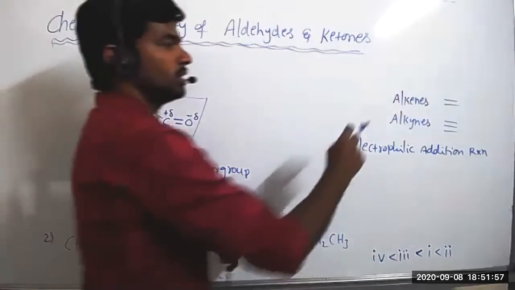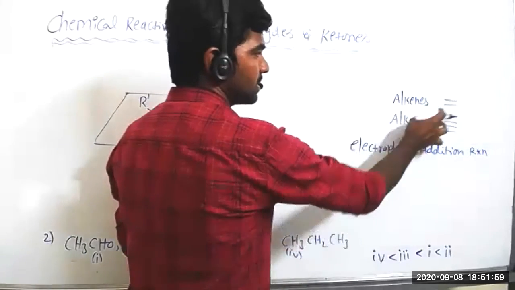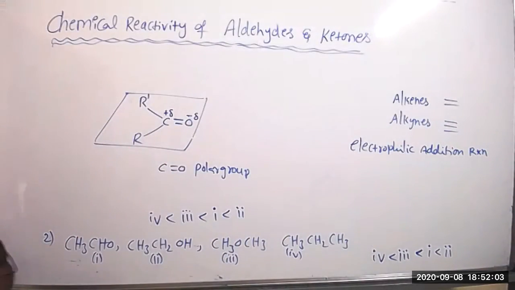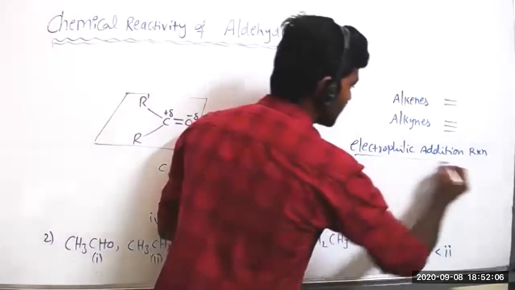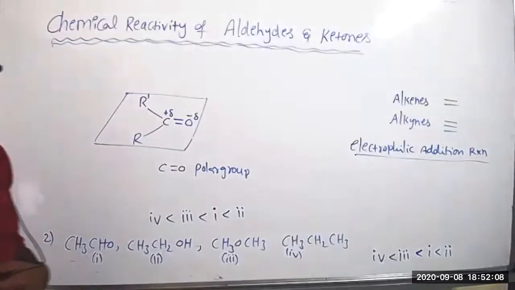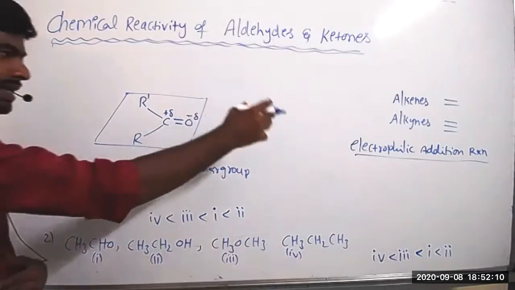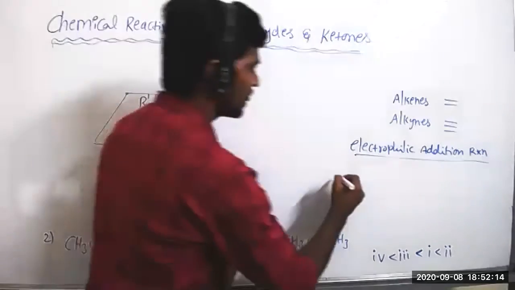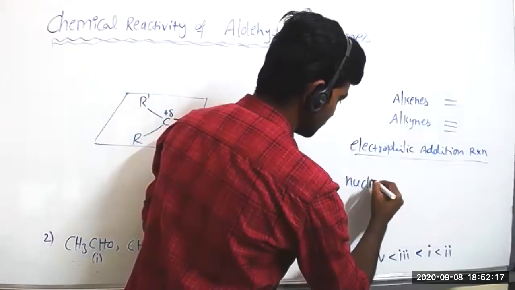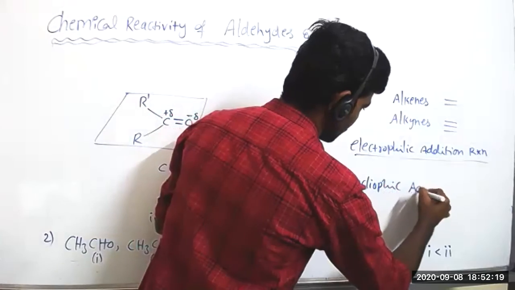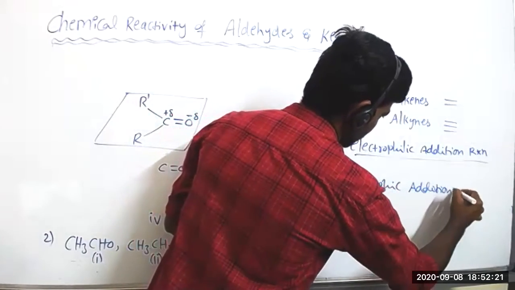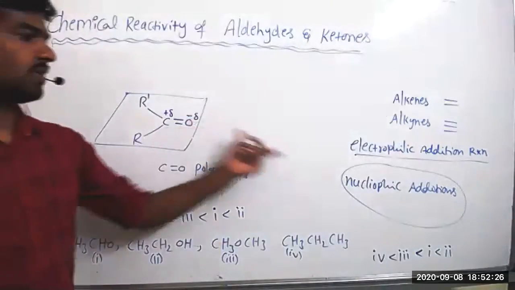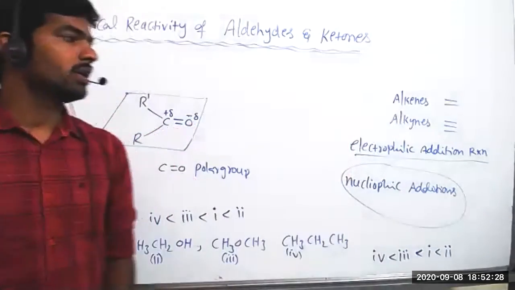Okay, now come to here. Alkenes and alkynes have multiple bonds. If a compound has multiple bonds, they involve in electrophilic addition reactions. But in contrary to alkenes and alkynes, these carbonyl compounds involve in nucleophilic addition reactions.